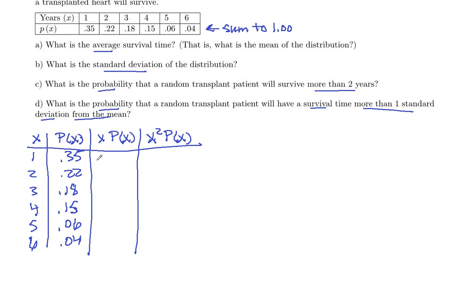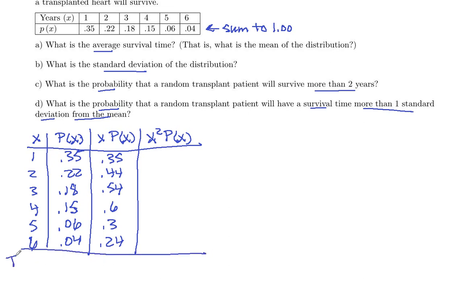So 1 times 0.35 is 0.35. 2 times 0.22, 0.44. 3 times 0.18, if you do the calculator work there, you get 0.54. 4 times 0.15 is 0.6. 5 times 0.06 is 0.3. And 6 times 0.04 is 0.24.